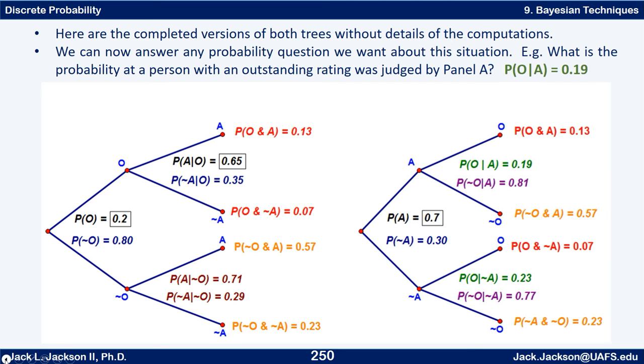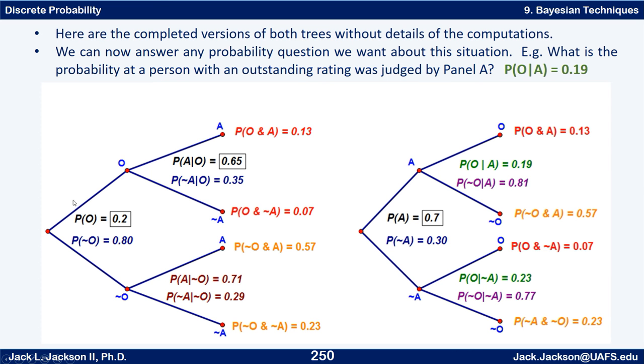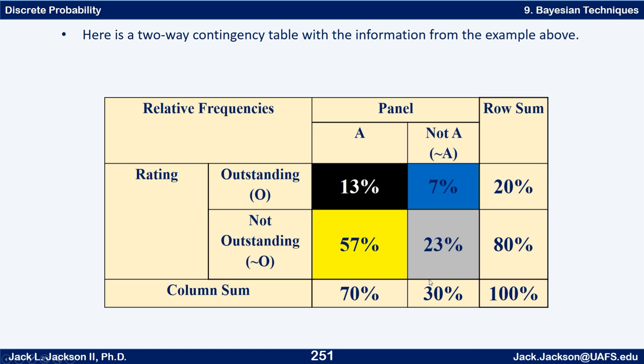And those are actually the row sums here, right? Probability outstanding, probability not outstanding. The column sums are the probability of A and not A. Those are the marginal probabilities. All four of those are called marginal probabilities. So the marginal probabilities are the ones here, right? The first ones: probability O, not O, probability A, and not A. And we can see that over here. If we add the 0.13 and the 0.57, we get 0.7. And if we add the 0.07 and the 0.23, we get 0.3. And that shows up as a column sum here. Of course, if you add everything up, you get 100%.